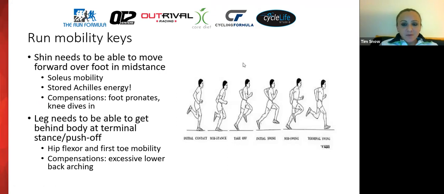And then run mobility keys. When I look at running, there are two main areas I look at in terms of needing mobility. Our shin needs to be able to move forward over our foot in mid stance, really without the heel coming up off the ground. That's mainly a function of calf muscle flexibility, especially the lower calf muscle, the soleus. If that gets too tight, the heel will start to come up.